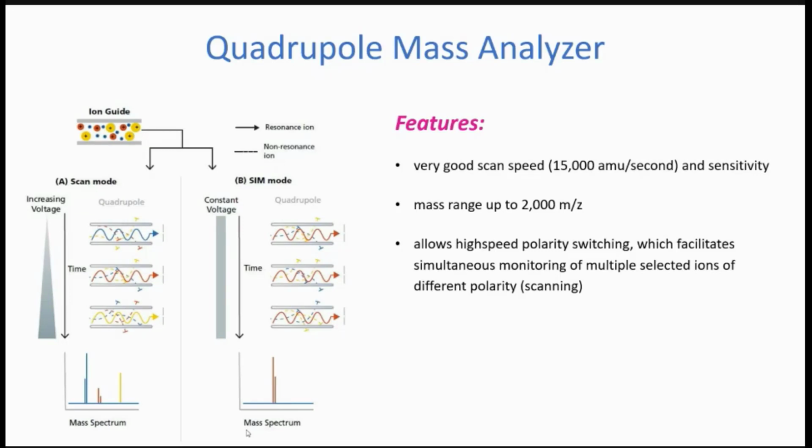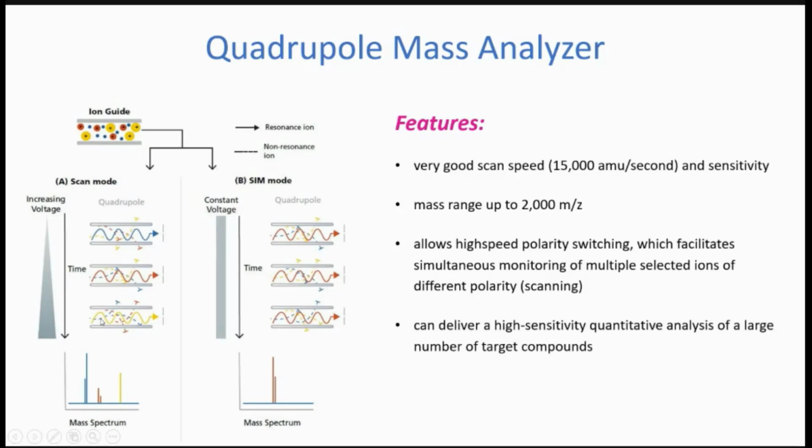They also allow for high speed polarity switching, which means that you can, like we describe here, monitor multiple selected ions at once and do a scan mode. And this can deliver a very high sensitivity quantitative analysis for many target compounds at once because they're so quick. So it's very useful in tandem mass spectrometry, which I'm going to explain soon, where you can set them up together in tandem, and your first mass analyzer is a quadrupole. Sometimes your second mass analyzer is a quadrupole as well, or a different mass analyzer.